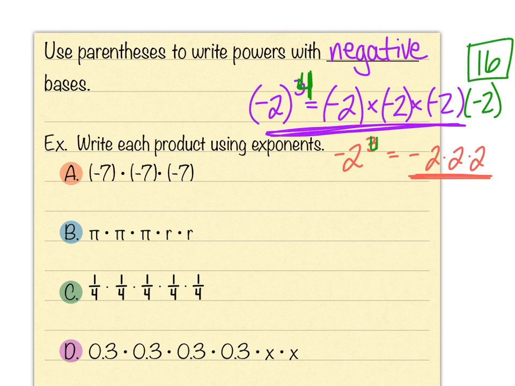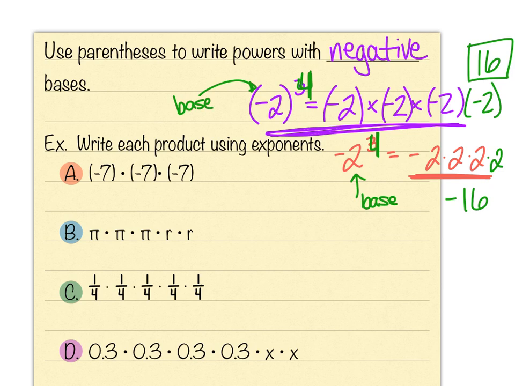And if this was to the 4th power, there'd be another 2 here, but there'd still just be that 1 negative, so it'd be -16. So it does really matter if the negative is in parentheses or not, because if the parentheses aren't there, then the base is just 2. But if the parentheses are there, then the base would be -2.